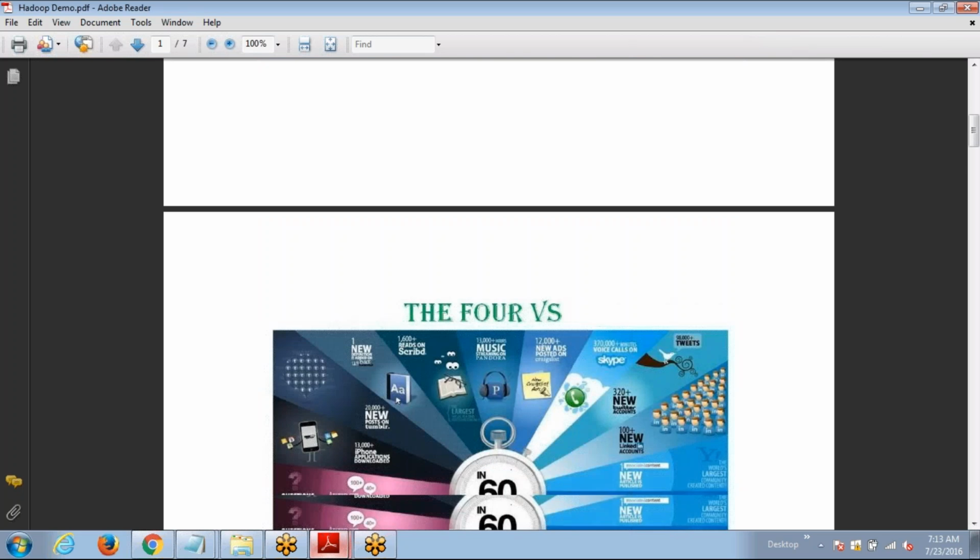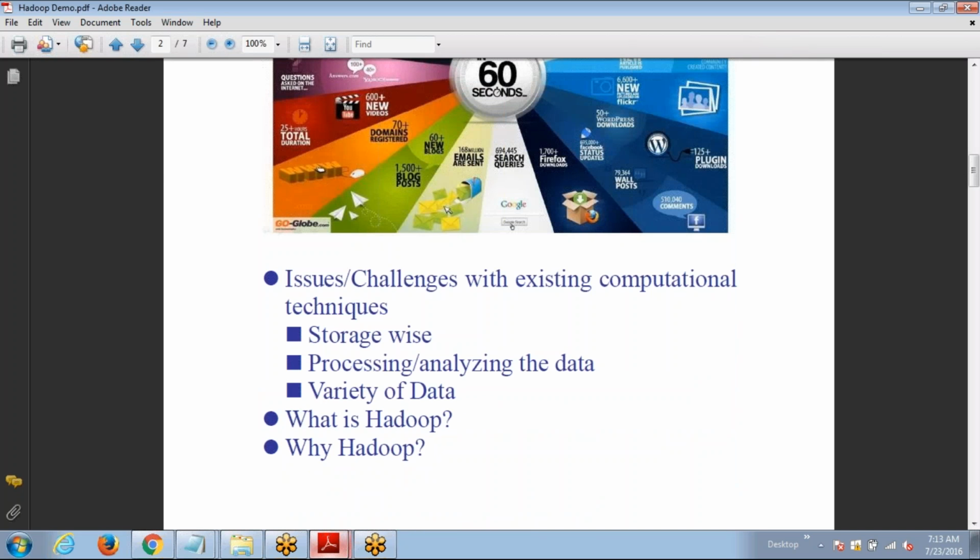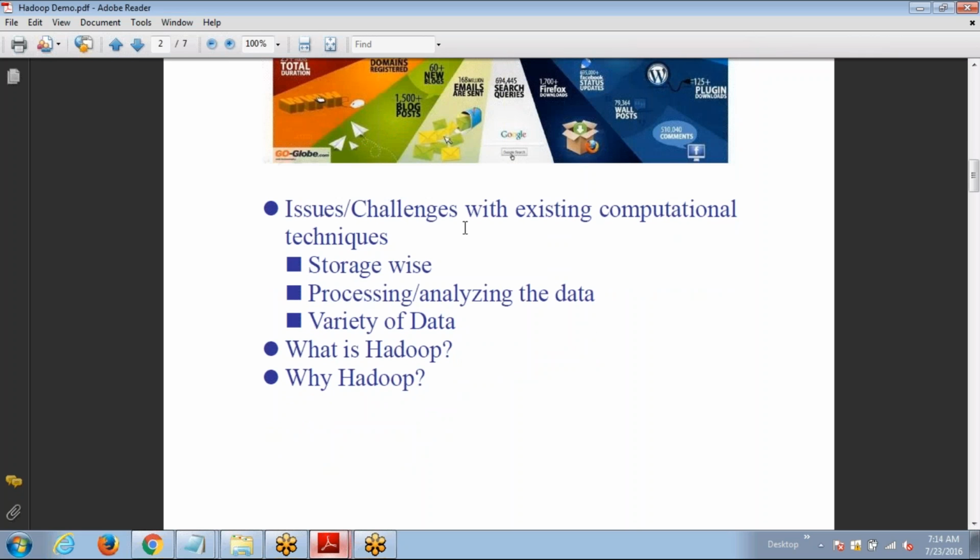We have also discussed the challenges of using existing computational techniques. The two major challenges are, storage wise, we are unable to store the data we get from source to destination, even though somehow we are able to manage it. But to process the data you are getting from different sources into your warehouse, that is really difficult to process or analyze. To resolve those issues, Hadoop came into the picture.